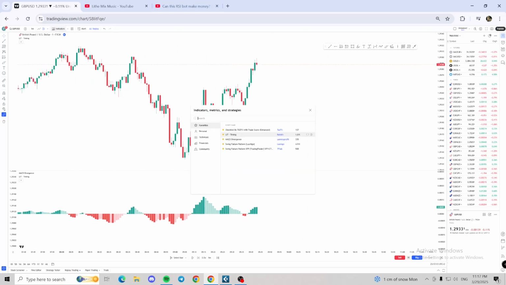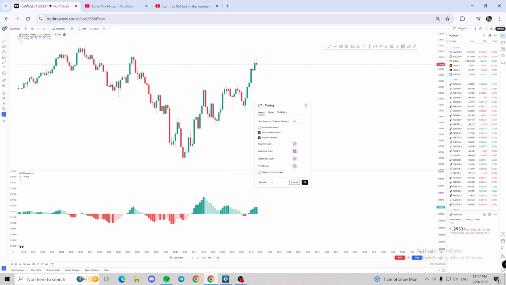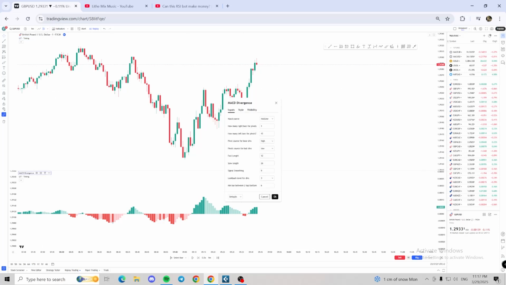By the way, I'm using the lit timing indicator here, and I have clicked off the Asian session, and I'm also using just a regular MACD, but I have unchecked the MACD and signal lines. I don't use any indicators to detect my divergences. All I need is my eyes, so I will draw my divergences like this and like this, right? This is what I'm going to do.